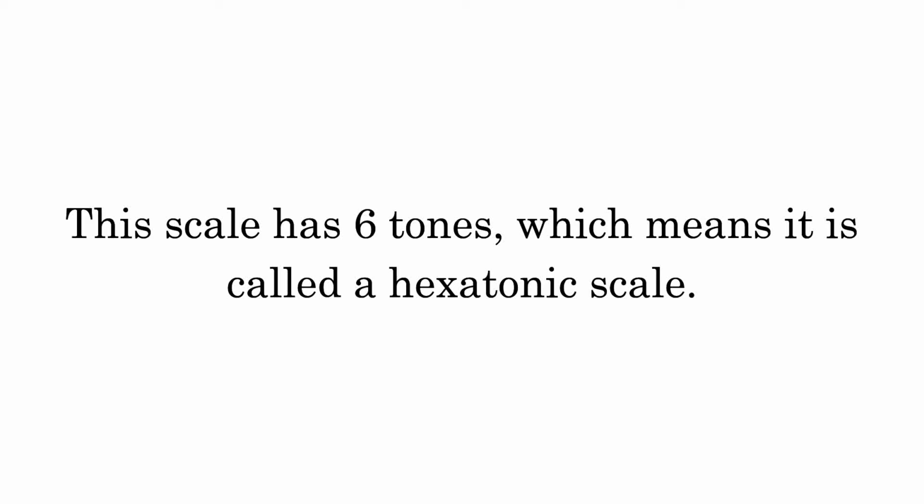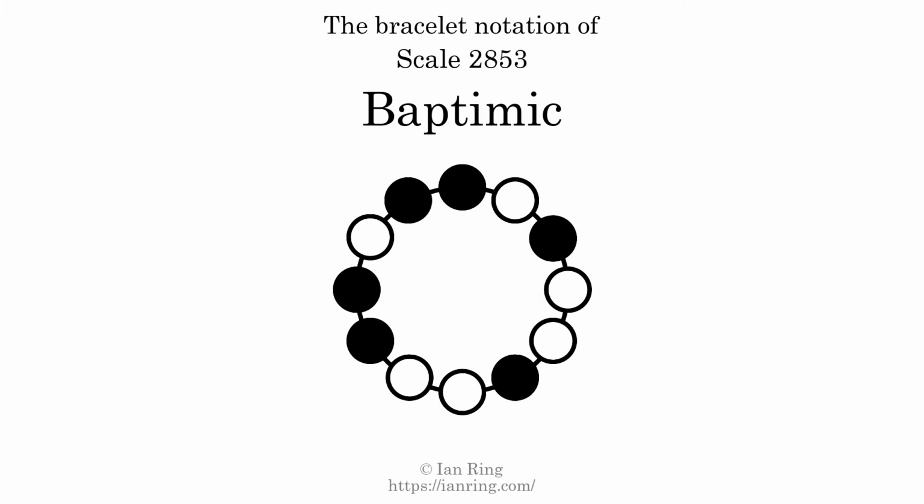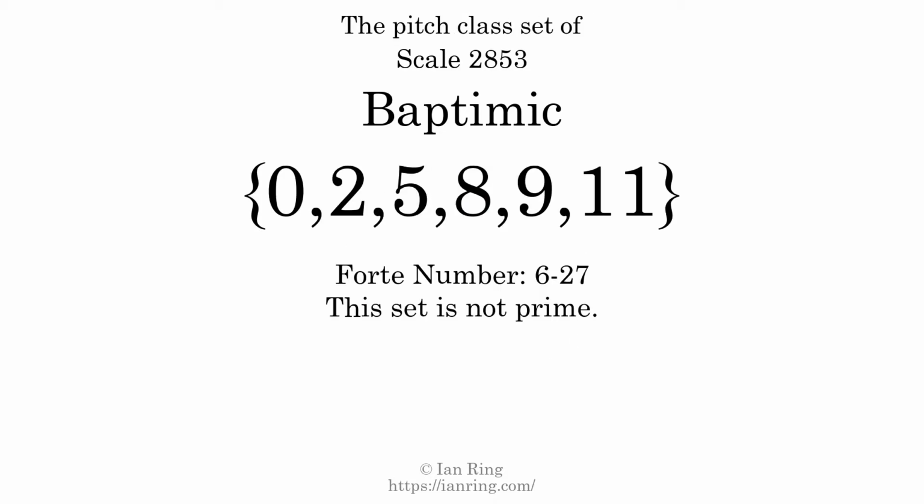This scale has 6 tones, which means it is called a hexatonic scale. This is a bracelet notation diagram of scale 2853. The shaded circles represent tones that appear in the scale, and they are read clockwise, starting at the top. The pitch class set for this scale is 0, 2, 5, 8, 9, 11. The forte class is 6-27. This set is not prime.